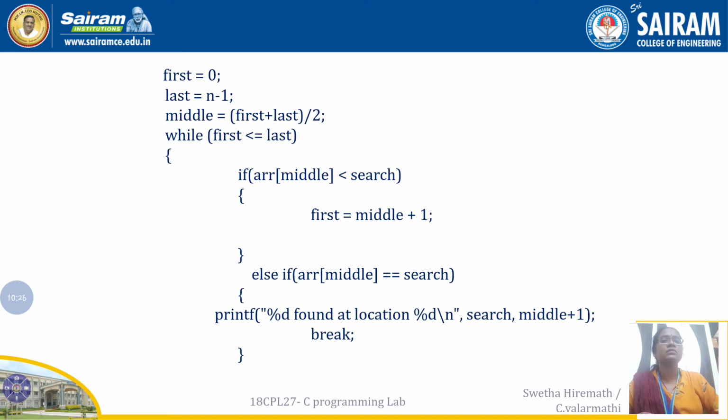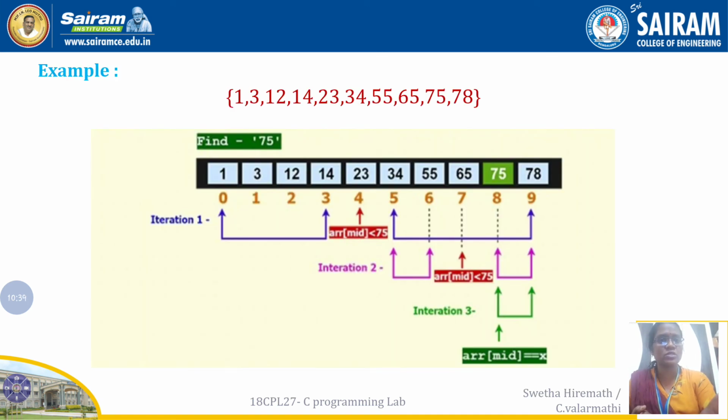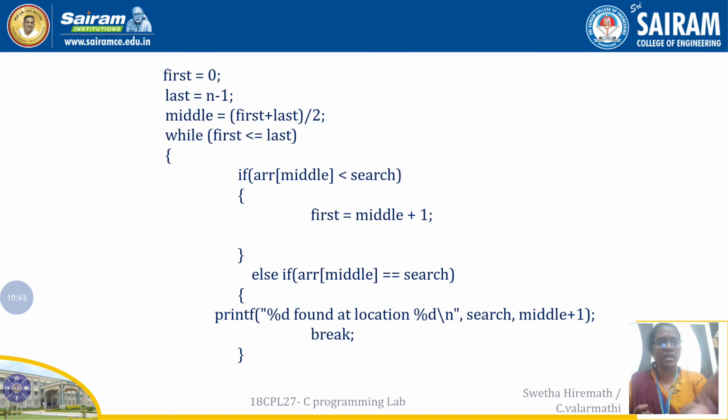Then next, coming to the logic. Before implementing the logic, I already told that first is denoted as 0 and last is denoted as n minus 1. So in this case, first is 0, that means low value equal to 0 and high value equal to 9. So first equal to 0 and last equal to n minus 1 are declared and initialized, and middle also should be calculated. Middle is nothing but first plus last divided by 2. So these three values are initialized.